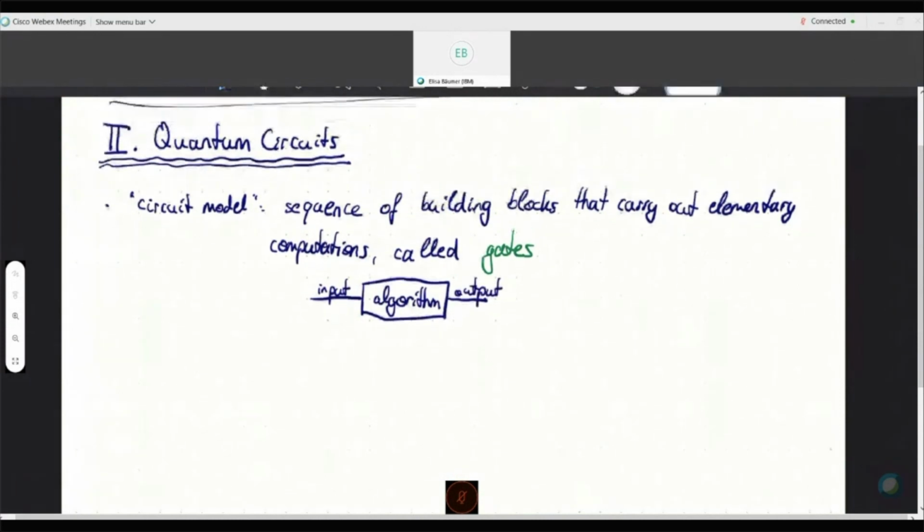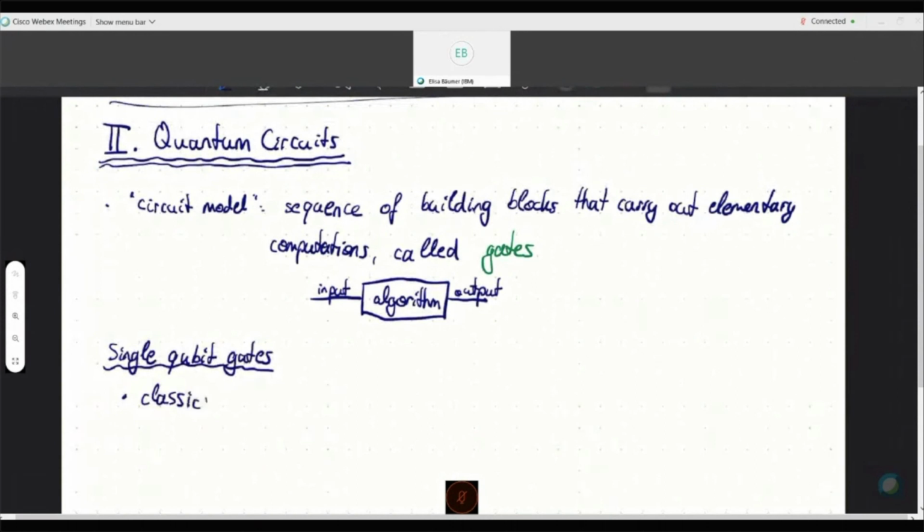So let us start with considering single qubit gates. As the name suggests, that means that we look at gates that act on a single qubit. Before looking at actual single qubit gates, let us look at how a gate on a classical bit would look like.